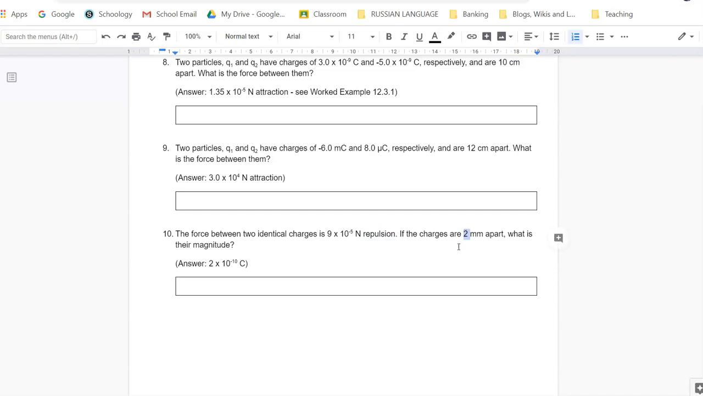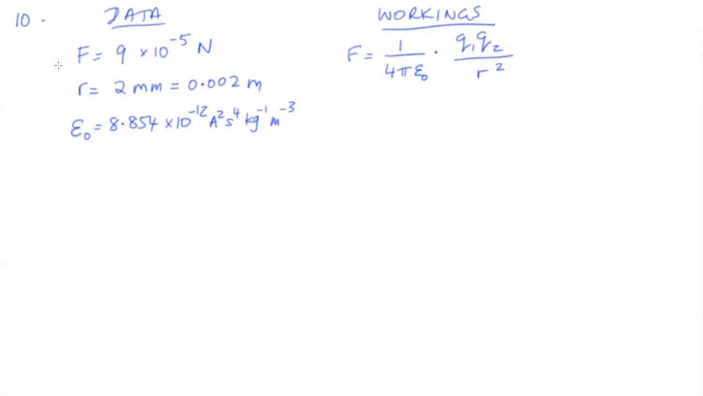So the distance between them is also given. It wants us to calculate the charge on these particles. Okay, and because they're identical, we just need to manipulate the formula just slightly. So the data so far, we're given the force, we're given the distance between, making sure we convert this to meters. We know the constant, and we want to find the charge on the particles.